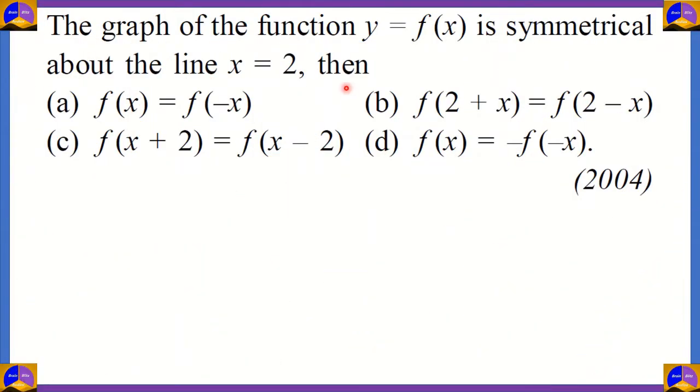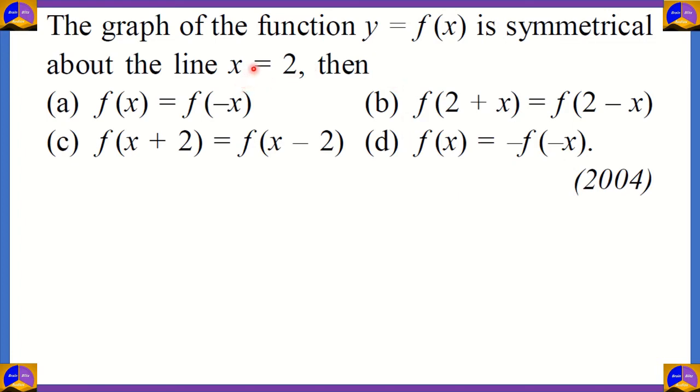So this is our first question. The graph of the function y equals f of x is symmetrical about the line x equals 2. Then, which of these statements is correct? f of x equals f of minus x, f of 2 plus x equals f of 2 minus x, f of x plus 2 equals f of x minus 2, f of x equals minus f of minus x.